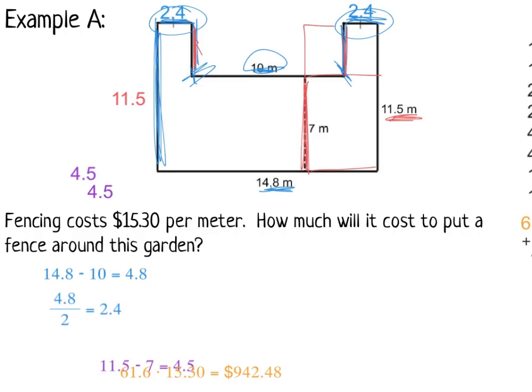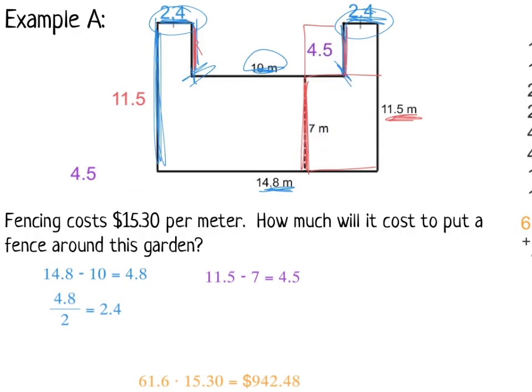So I'm going to do some subtraction again. I've got 11.5. I'm going to subtract 7 because that's the section in the middle, and I'm going to end up with 4.5. So I know that each one of these sections is 4.5. Because 4.5 plus 7 here gives me 11.5, 4.5 plus 7 over here will also give me 11.5.